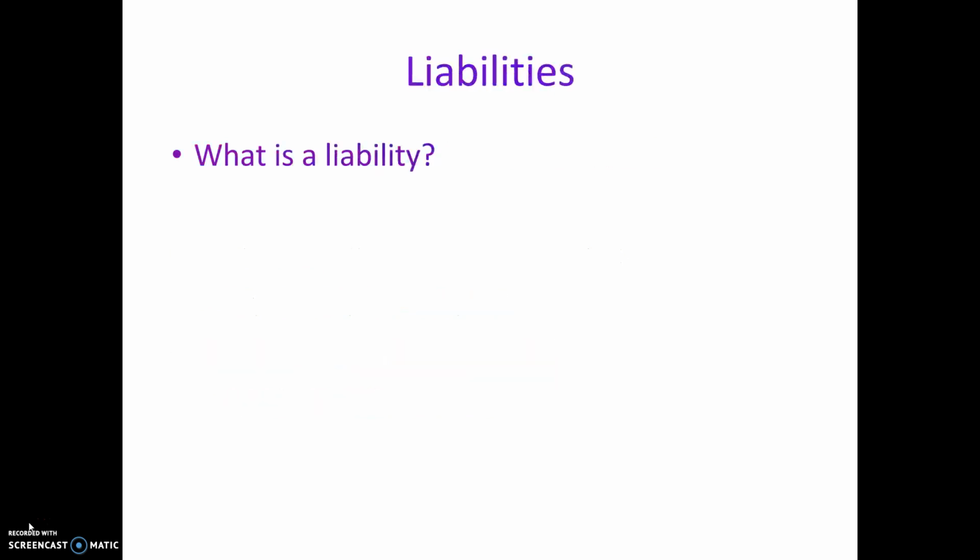Alright, so a liability. A liability is the opposite of an asset. So a liability is something that takes money out of your pocket, whether that's a bill or a mortgage or some other type of loan. That's what a liability is. It's something that you owe money for, something that takes money out of your pocket.